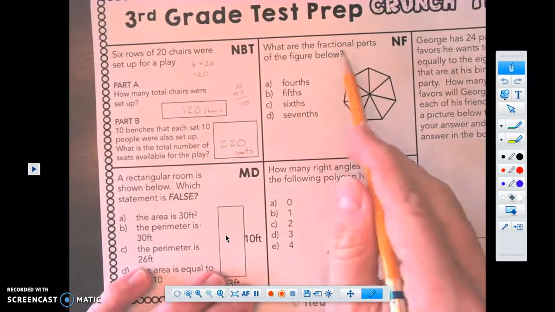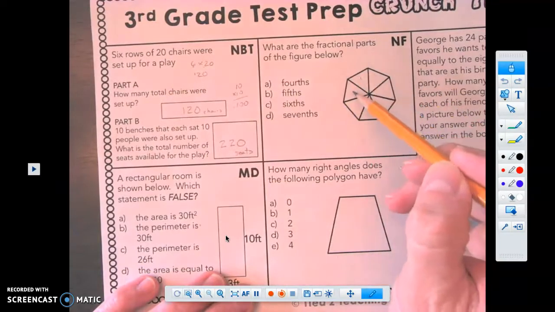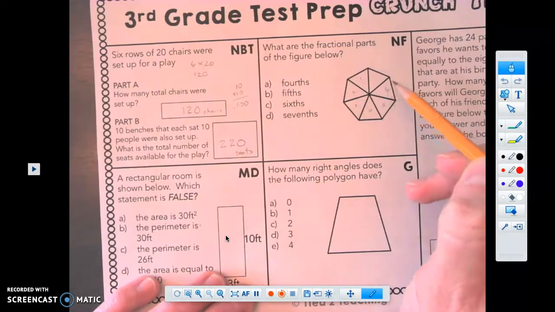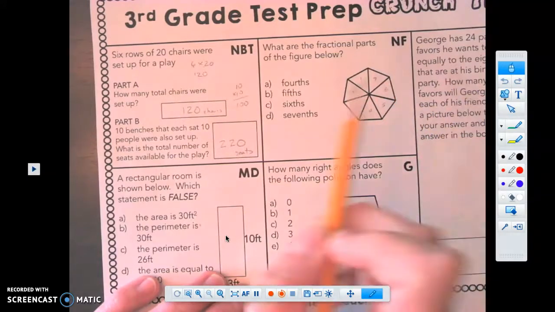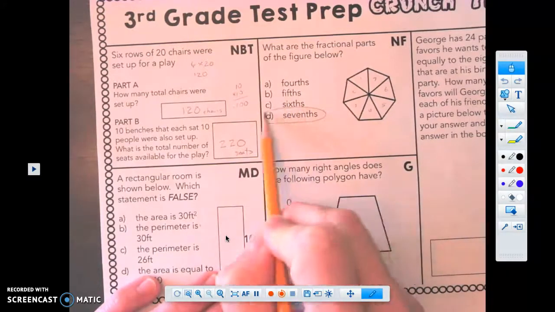All right, let's go over to this one. What are the fractional parts of the figure below? Let's count them. 1, 2, 3, 4, 5, 6, 7. 4th, 5th, 6th, or 7th. I'm going to say 7th on that one.